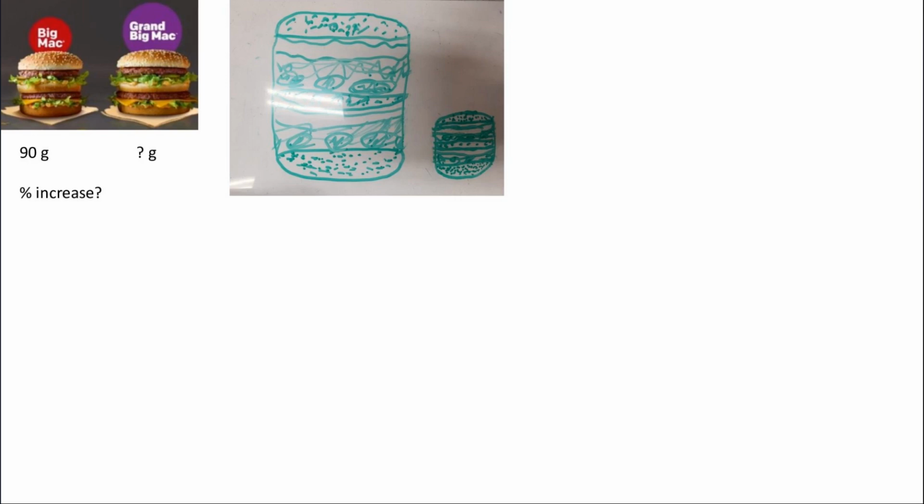And I said, okay, so how many grams is there in a Grand Mac? How many grams is there? And so Nick said to me, he was drawing, and I said, what are you doing, Nick? And he goes, I'm a visual learner, miss. And he had to picture it in his head. So how many grams are there in a Grand Mac?